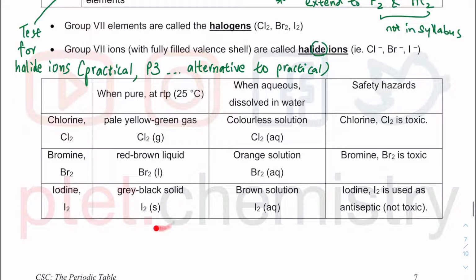So these are just descriptions of how they look as elements. This is Cl2 gas. It's a pale yellow-green gas. You need to be able to describe the color as well as the states of matter at 25 degrees Celsius. Bromine is a red-brown liquid at room temperature and pressure. Iodine is a gray-black solid at room temperature and pressure, 25 degrees Celsius.